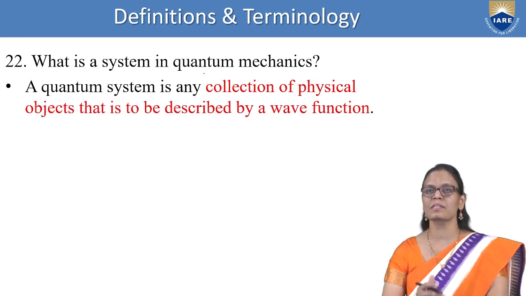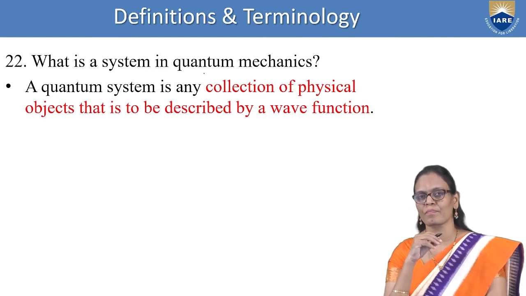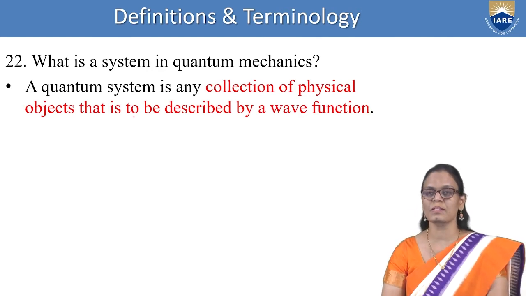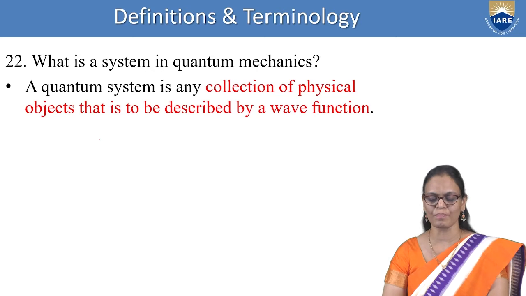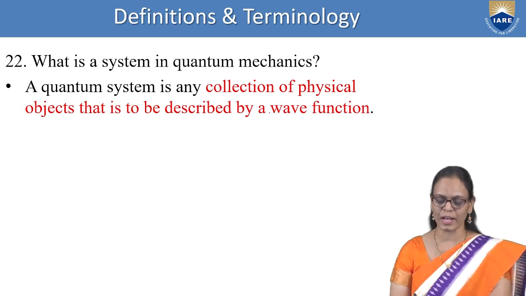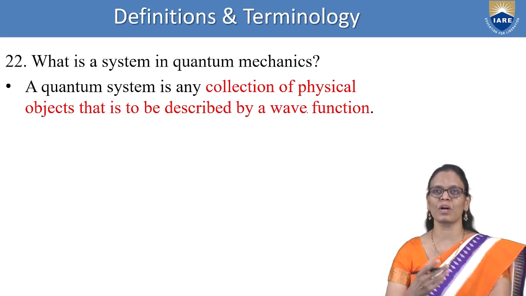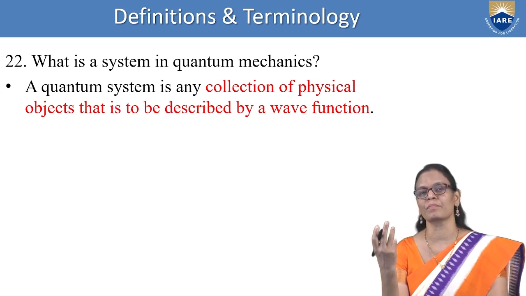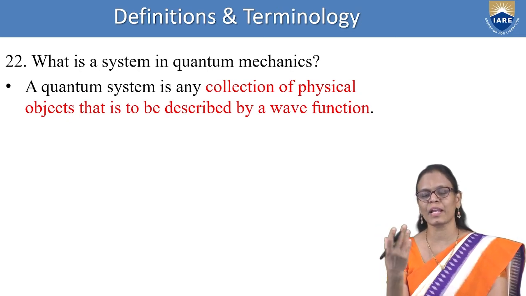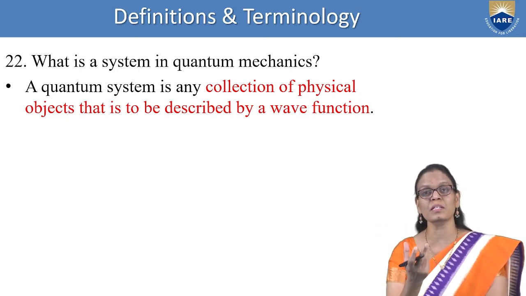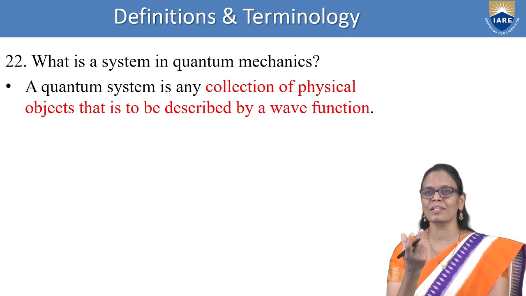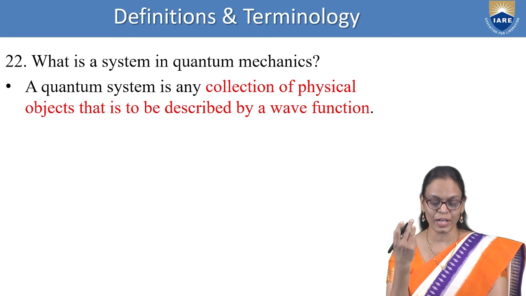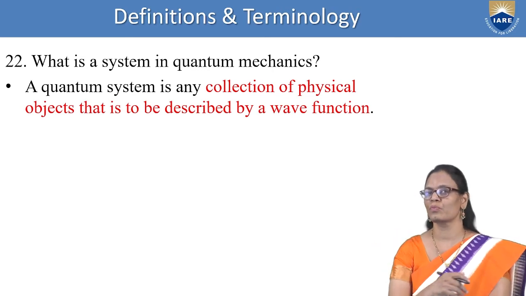Now, what is a system in quantum mechanics? A quantum system is a collection of physical objects that is to be described by the wave function. When we say a system is under consideration, a quantum system is nothing but a collection of physical objects that we are describing with the help of the wave function.